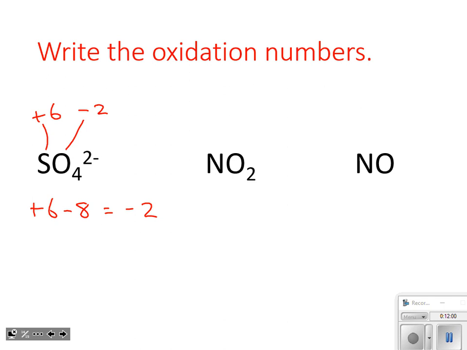Now, looking at the second one here, NO2. Is this a peroxide? It says O2, but is it a peroxide? It is not. Remember, I told you the most common peroxides you're going to see are Li2O2, Na2O2, and H2O2. So this is not a peroxide. So that's a -2 there, which gives me a total of -4. It's got to equal 0, so I have to have a +4. So now I know that my nitrogen is +4.